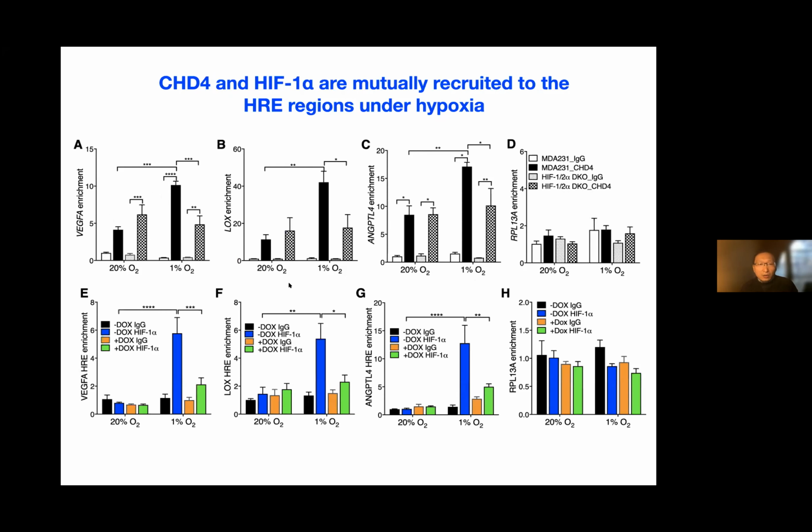On the other hand, we also found that HIF-1 alpha binding to the HRE was blocked by knockdown of CHD4. So CHD4 can also recruit HIF-1 to the downstream target genes.